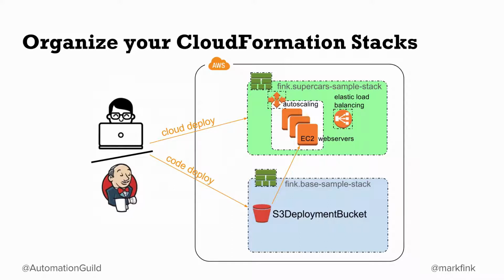Why I show this slide to you is so you can see how to handle shared resources. The blue base stack contains shared resources that other stacks depend upon. For example, we use the S3 deployment bucket during CodeDeploy. CodeDeploy creates a deployment artifact from your application and uploads it to S3. Then the artifact is deployed onto the EC2 web server instances.